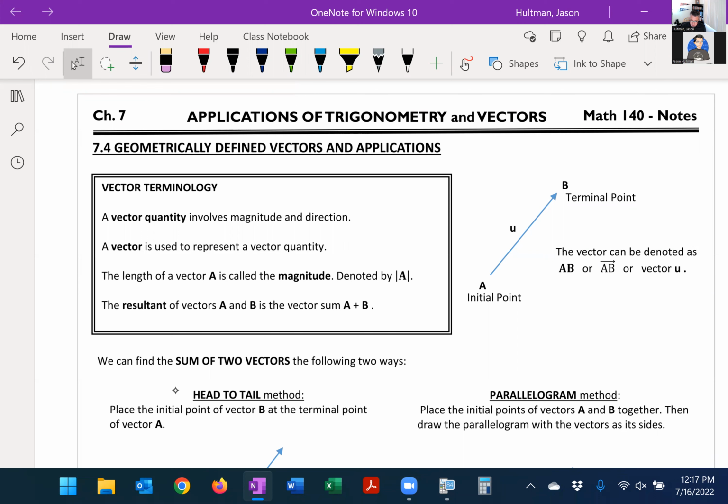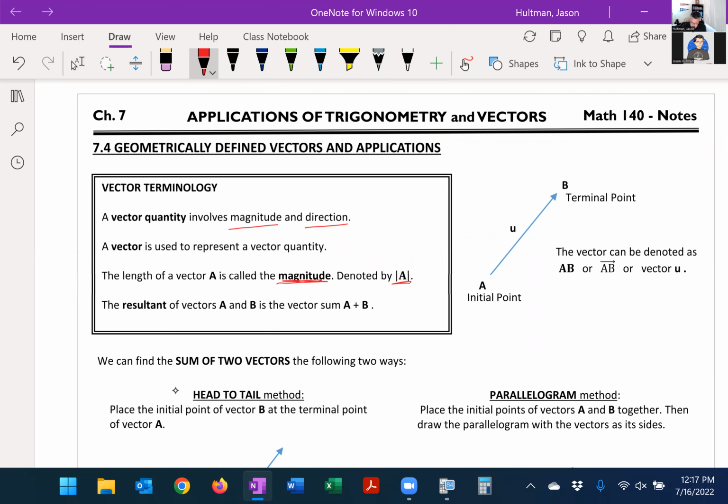Okay, vector terminology. A vector quantity involves magnitude and direction. So there's a magnitude or a value, and then there's a direction that value is going. So both magnitude and direction. A vector is used to represent a vector quantity. The length of a vector A is called the magnitude, denoted by the absolute value of A. Okay, it's the magnitude of A.